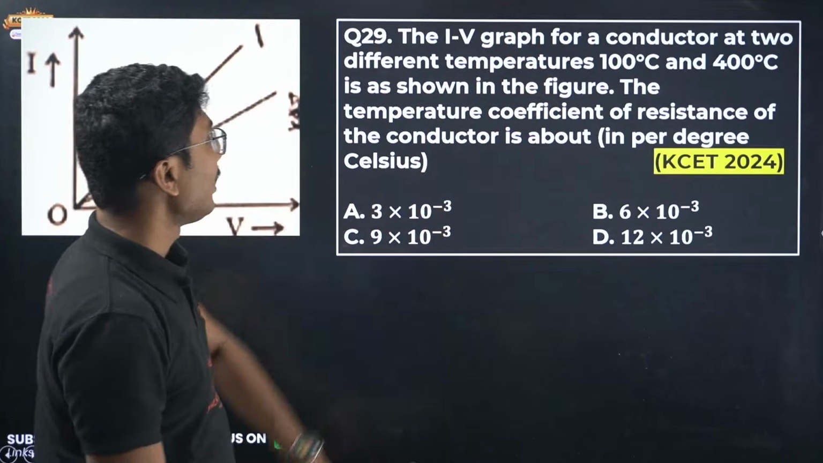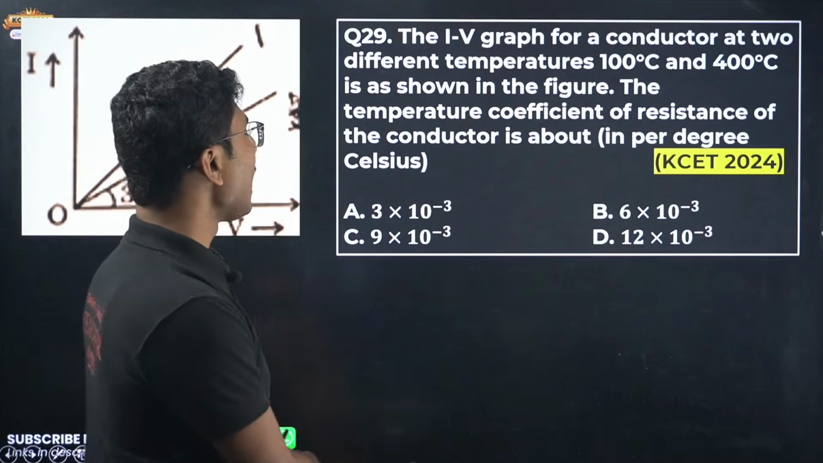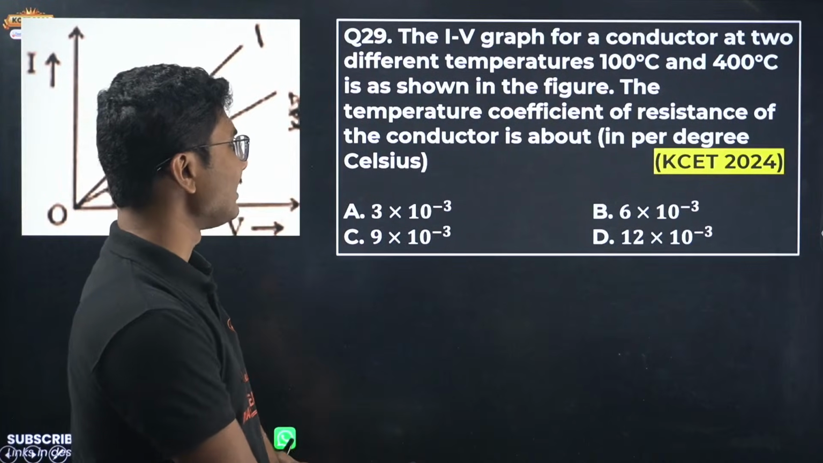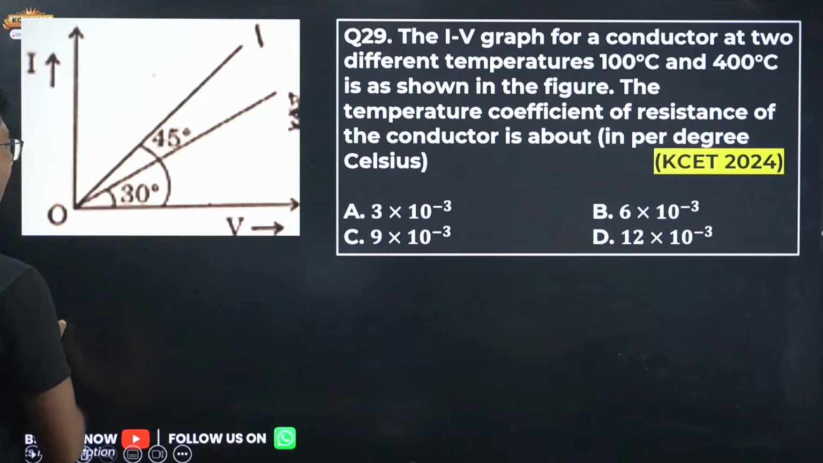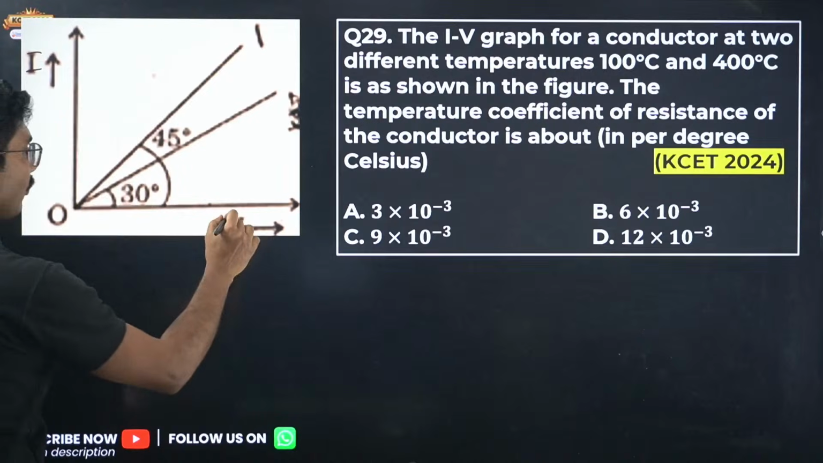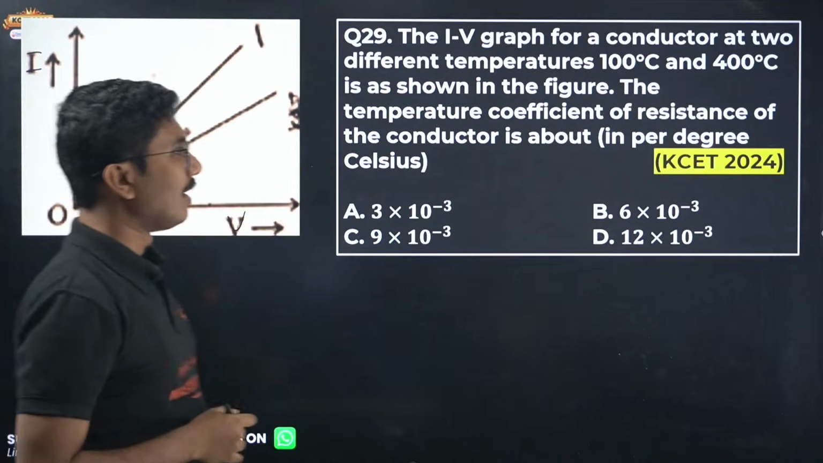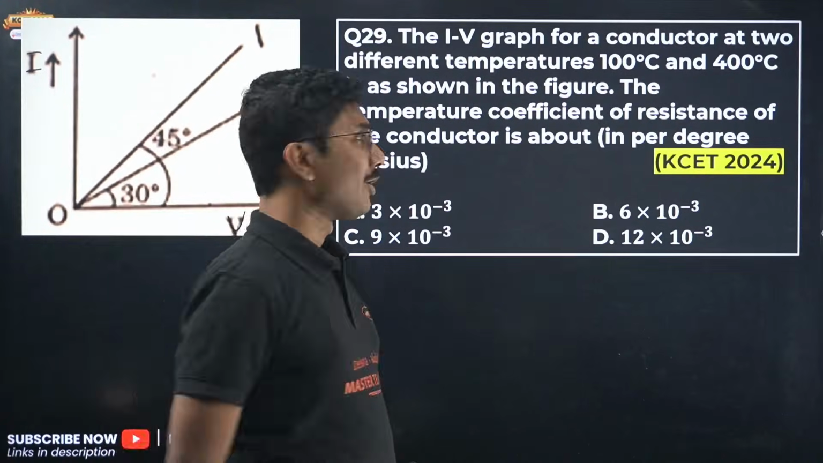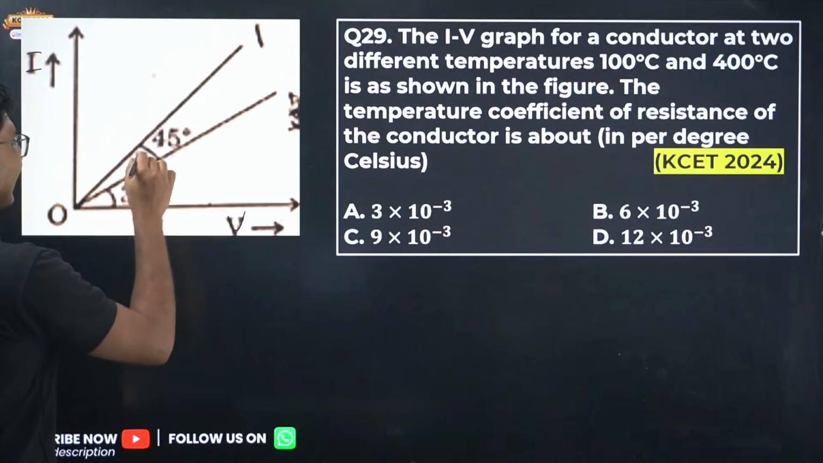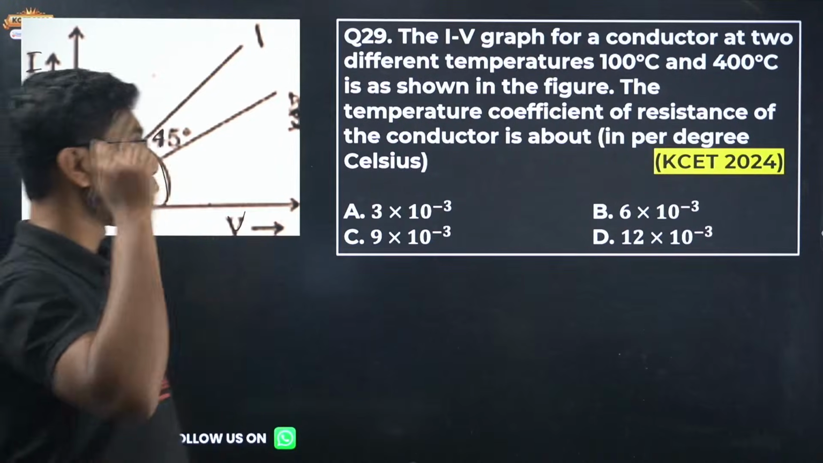The IV graph for a conductor at two different temperatures, 100 degrees and 400 degrees, are as shown in the figure. The temperature coefficient of resistance of the conductor is about per degree. So if you see that, here we have two graphs, and it is an I versus voltage graph. They ask you the temperature coefficient of resistance. Very interesting. Nothing is given, only the angles are given. This is 45, this is 30, and they ask you what is the temperature coefficient of resistance.